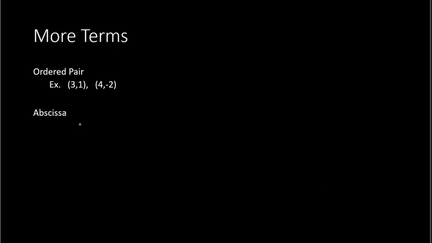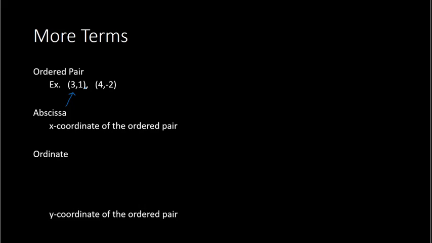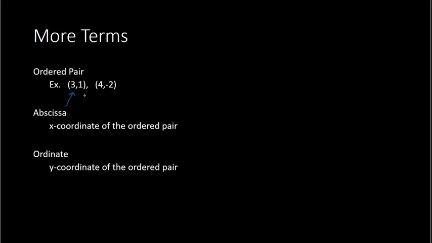Next we have what is called the abscissa, which is really not a term that's used too often, but it will be the x coordinate of the ordered pair. So this 3, that would be your abscissa. The y value is called the ordinate. So that is the y value of the ordered pair. So the 1 right there, for example, would be called your ordinate.